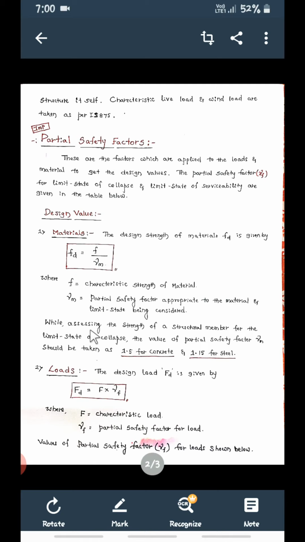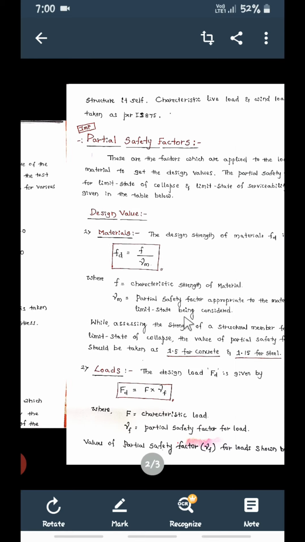Now see, while assessing the strength of a structural member for the limit state of collapse, the value of partial safety factor gamma M should be taken as, now remember, 1.5 for concrete and 1.15 for steel. So for concrete, what is the partial safety factor? 1.5. That is, gamma M value for concrete is 1.5 and gamma M value for steel is 1.15.